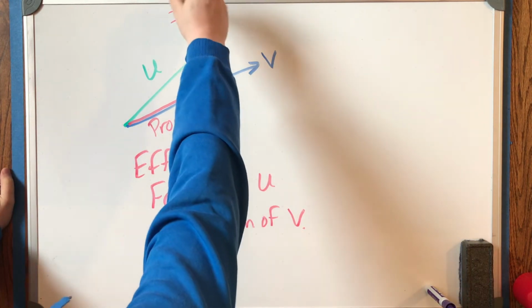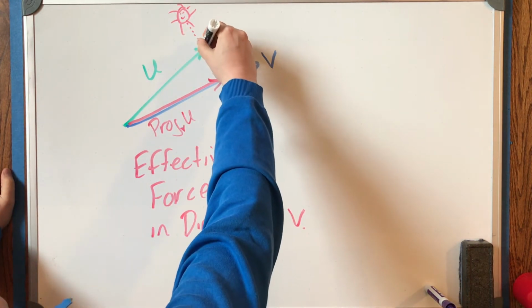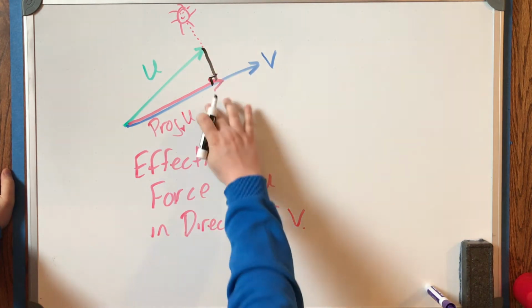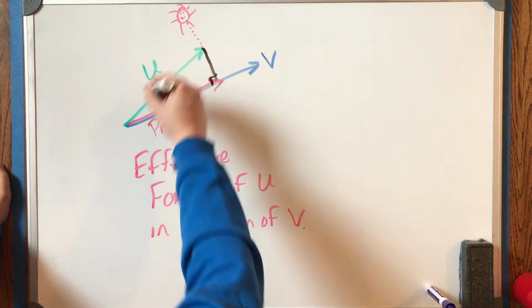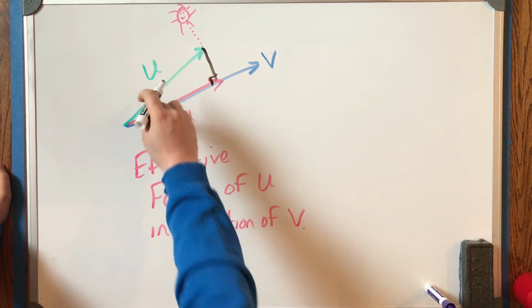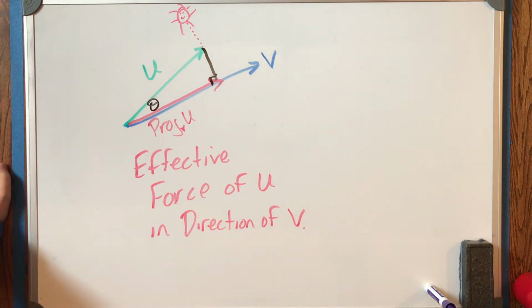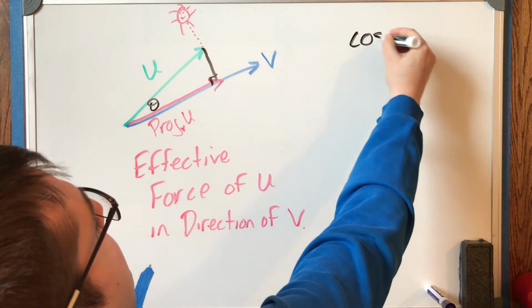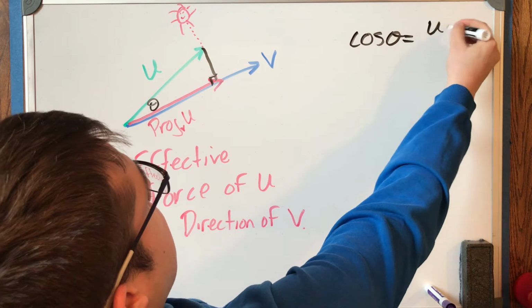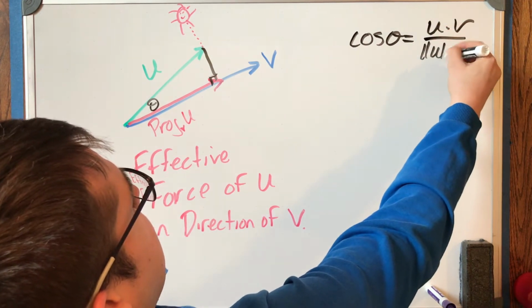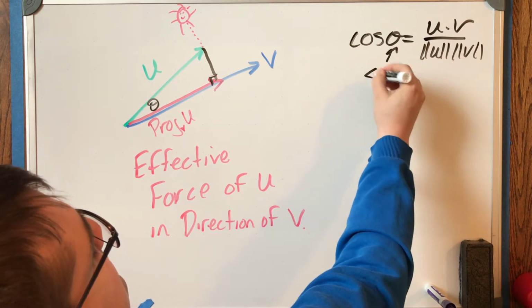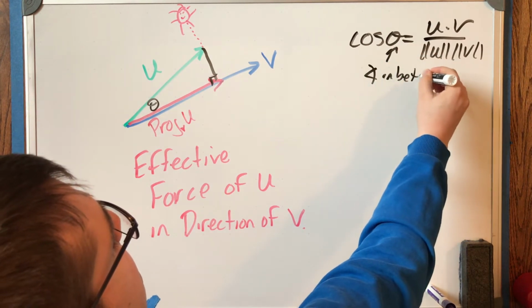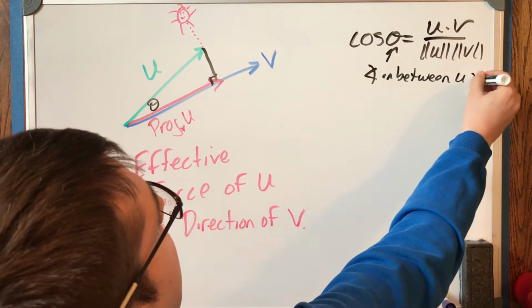So this light source, when it comes down, it forms a right angle with v, and so we have a right triangle here, and that angle right there, that's the angle in between u and v, and we have a formula for that. So we know that cosine theta is equal to the dot product over the magnitudes. So we can find this angle, the angle in between u and v.